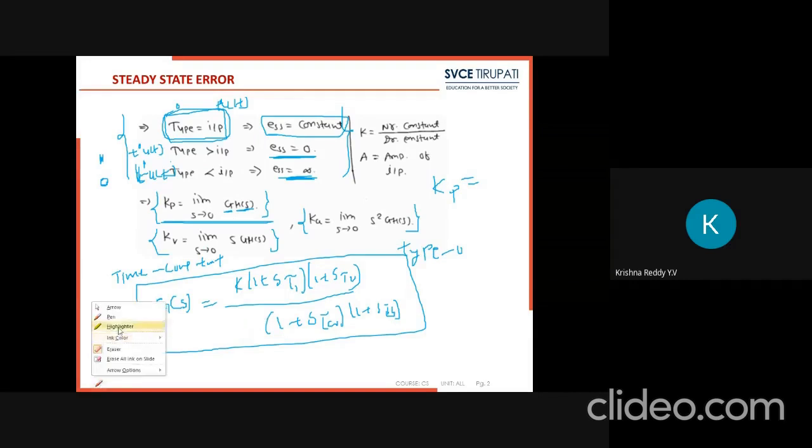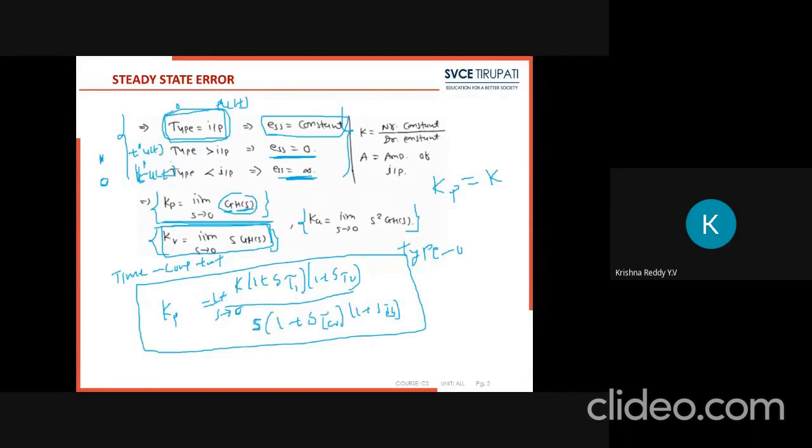Now in order to calculate the Kp value, Kp is limit s tends to 0, GH of s. H of s value is 1. When you substitute s equal to 0 in this equation, we get Kp value as k. Suppose we have a type 1 system, then we need to calculate the velocity error constant.